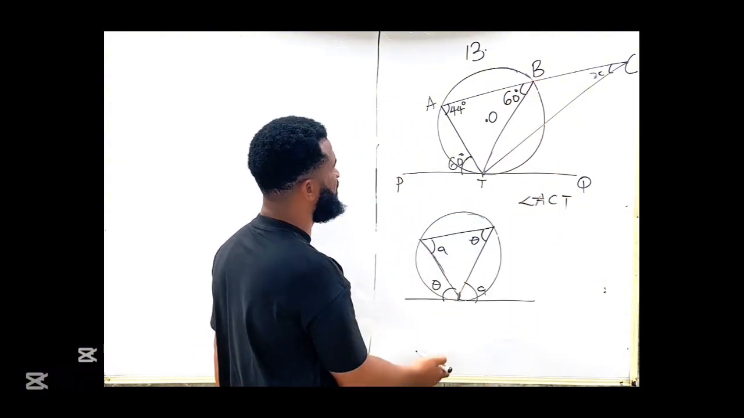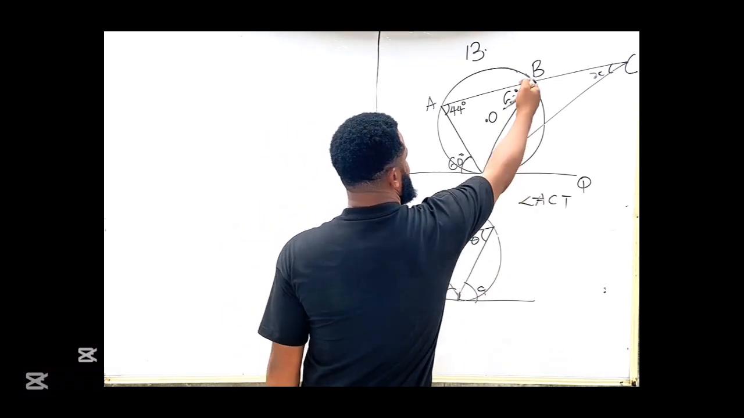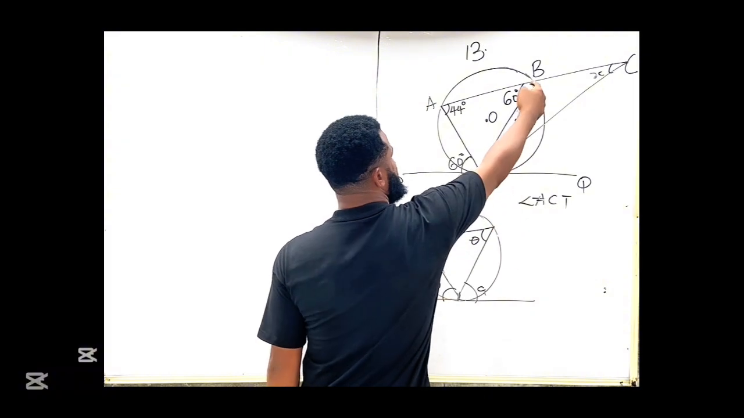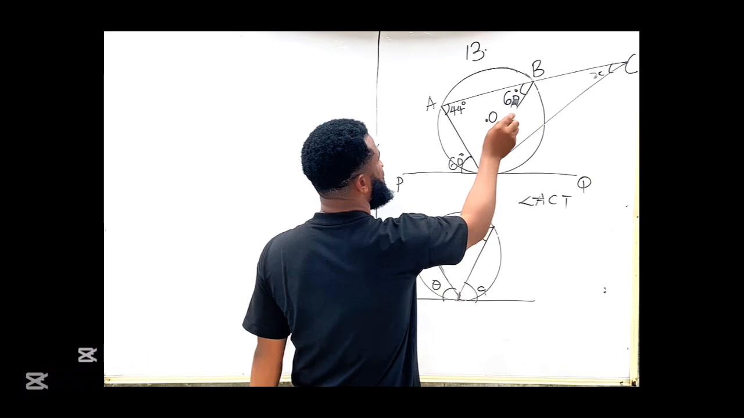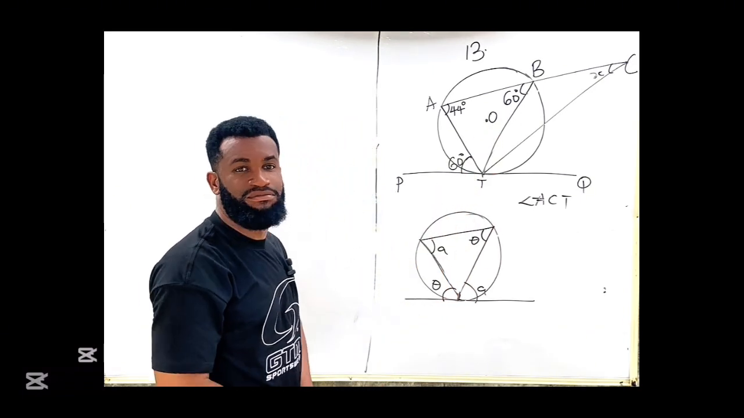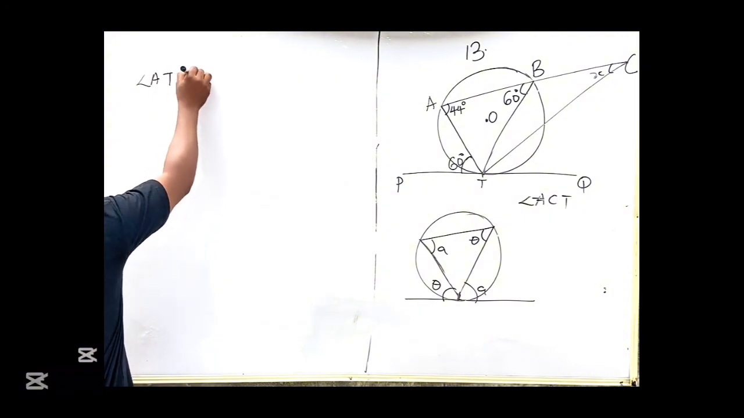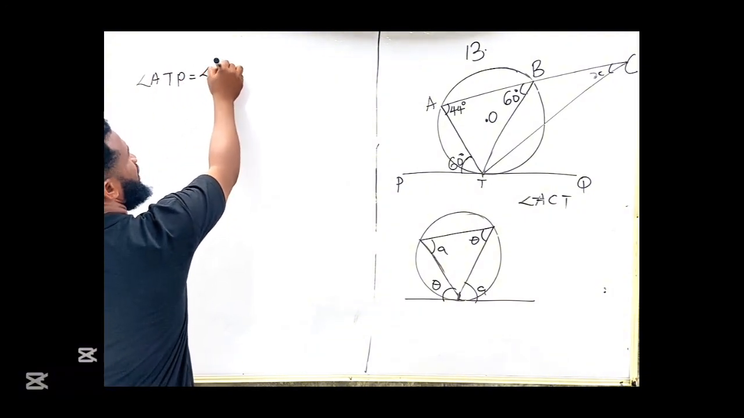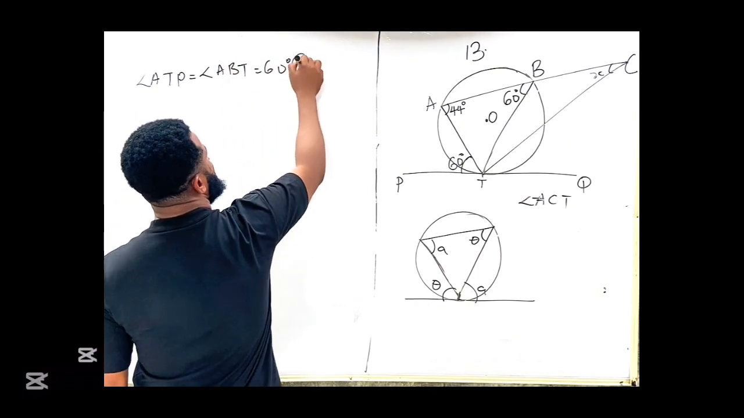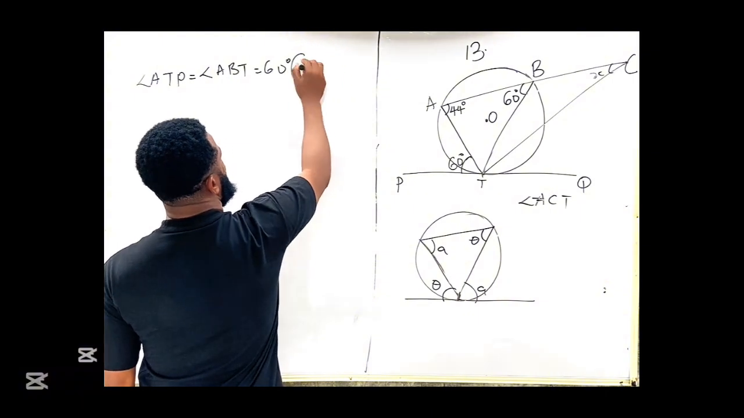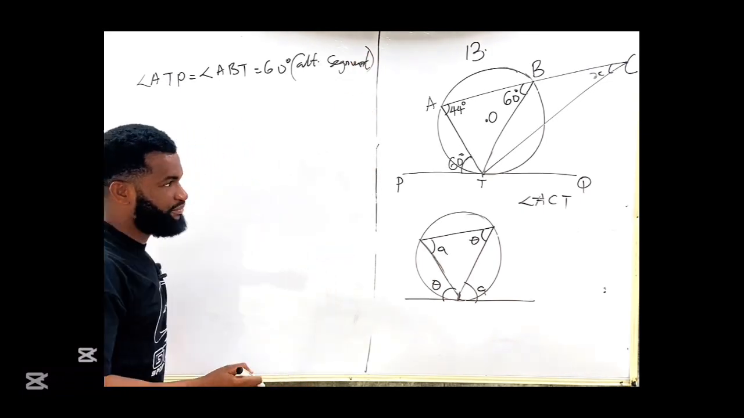See what I'm saying here. Look at the pattern. There is a tangent, there is a triangle and another triangle touching the circumference. So this angle and this angle are the same thing. We call it the alternate segment. So I'm going to say that angle ATP is equal to angle ABT, and that is 60 degrees. Why? Alternate segment. That is the first thing.